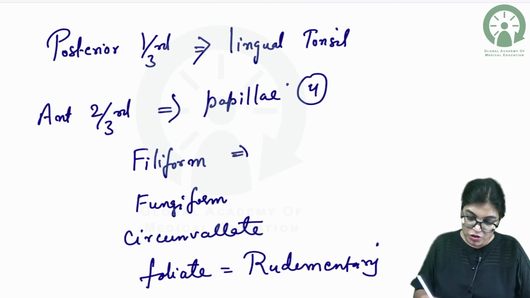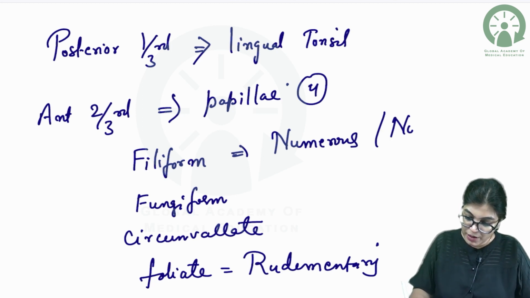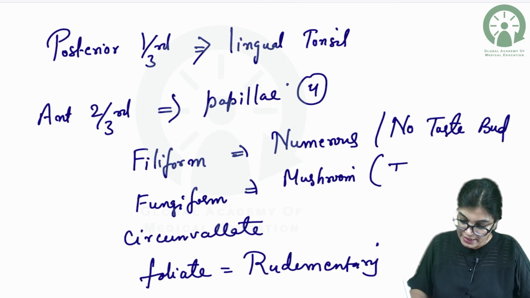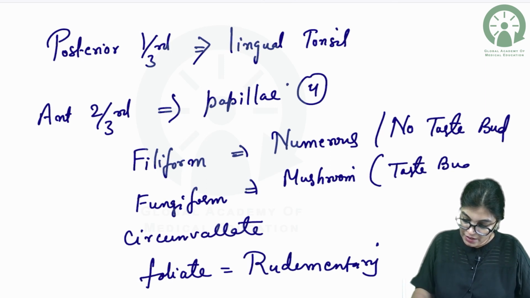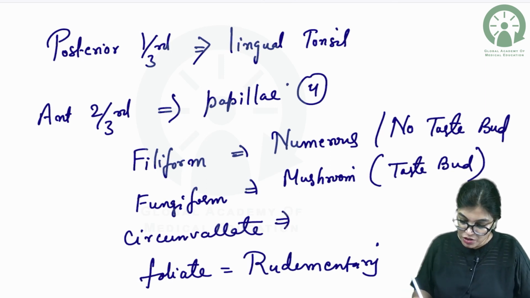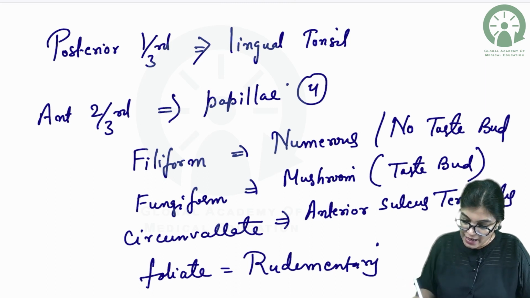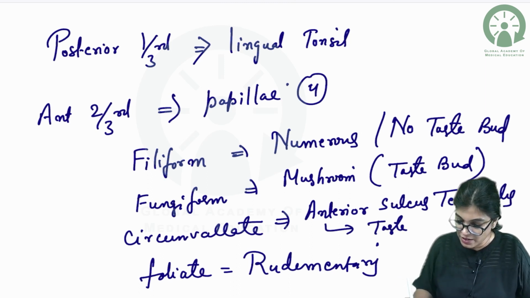The filiform is the most numerous and it contains no taste buds. The fungiform is mushroom shaped and it contains taste buds. The circumvallate is the largest one, lying anterior to the sulcus terminalis, and it contains the largest number of taste buds. So many taste buds are there.